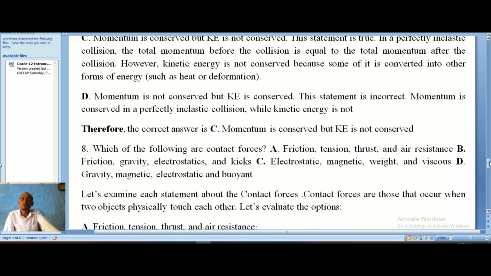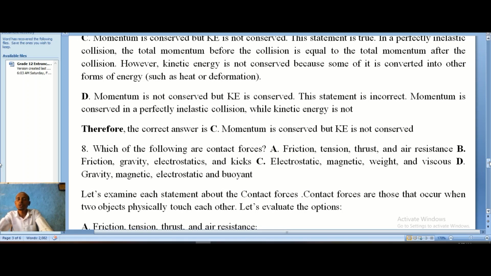When we come to choice D, momentum is not conserved but kinetic energy is conserved. This statement is incorrect. Momentum is conserved in a perfectly inelastic collision while kinetic energy is not conserved. Therefore, momentum is conserved but kinetic energy is not conserved.